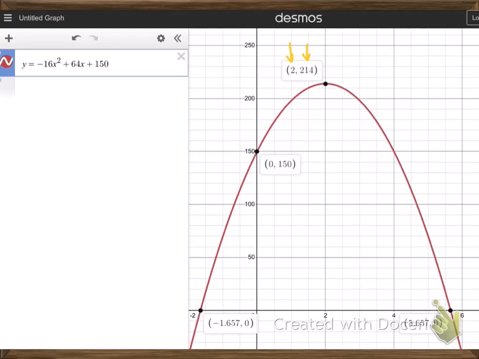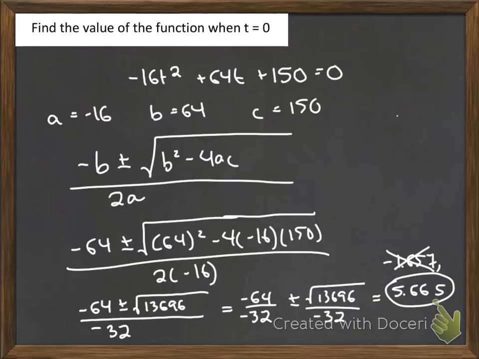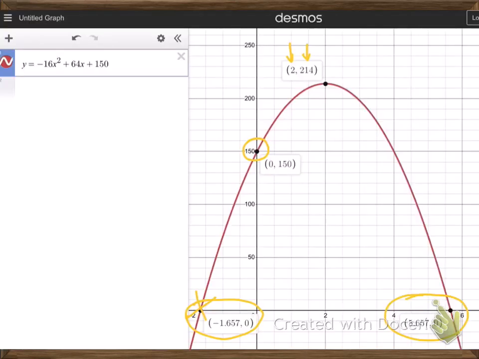The other values are our x-intercepts, which are both here. Again, we disregard anything that happens before the time that she threw the book. She threw the book right here at t equals 0 from a height of 150 feet above the ground. So we have 5.657, which we rounded to 5.66, and we can verify that what we got using the quadratic formula is the same as what we get graphically when we see where the quadratic equation intersects the x-axis.